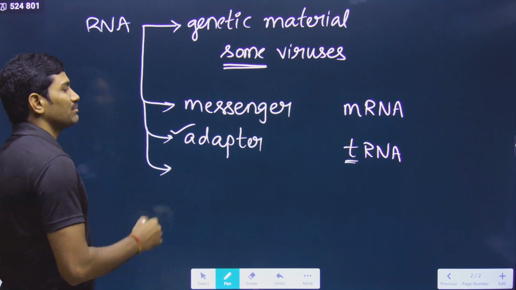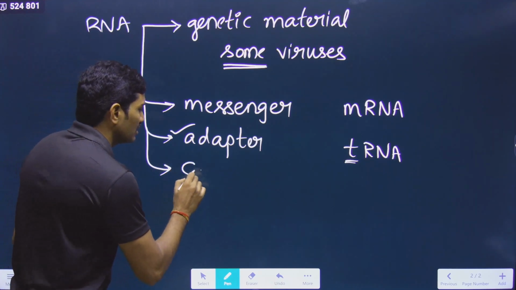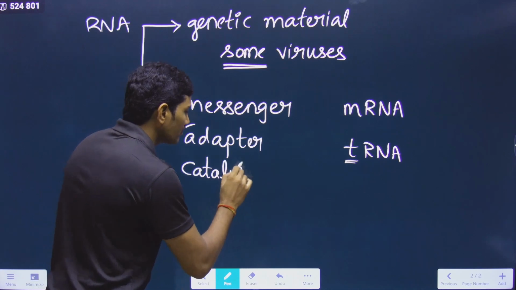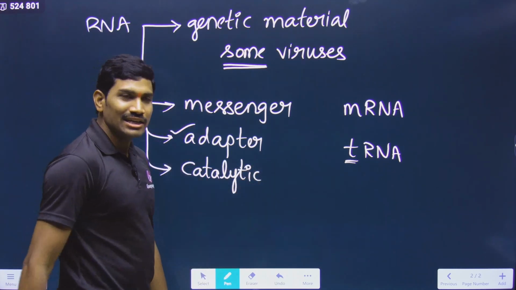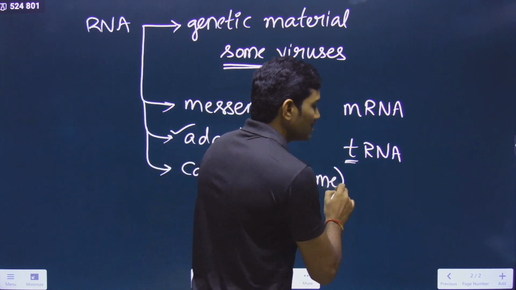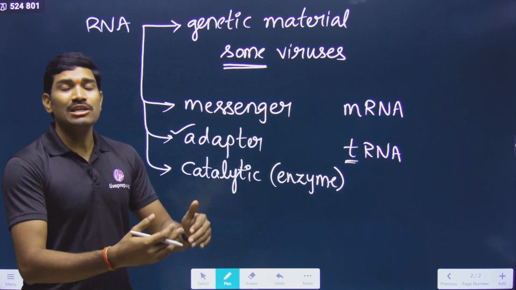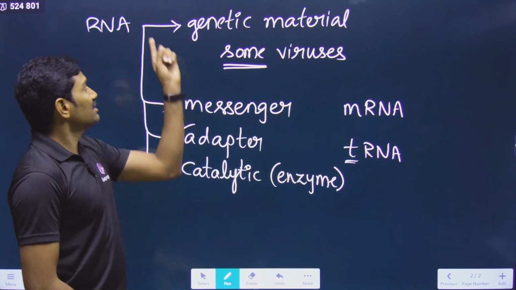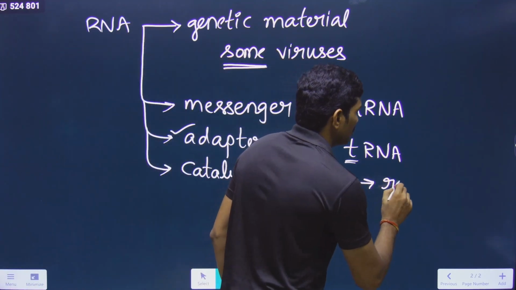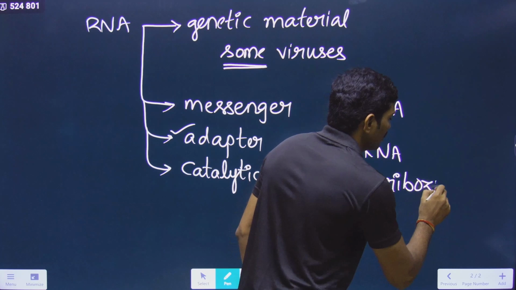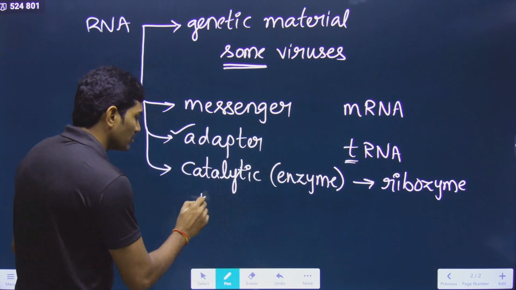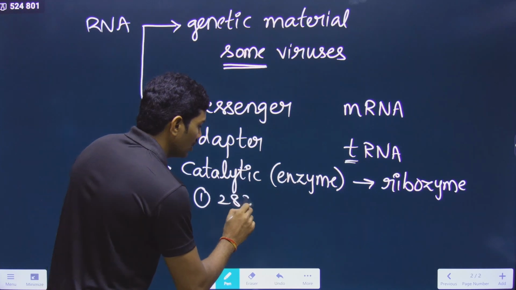Next one. It is also having some other role. What is this role? Sometimes some types of RNA are acting as catalysts. Catalytic role means what? It is acting as an enzyme. Generally, proteins are acting as enzymes. But here it is an exception. RNA is acting as an enzyme. If RNA acts as an enzyme, it is called a ribozyme. And for this, we wrote three examples. What are those three examples?